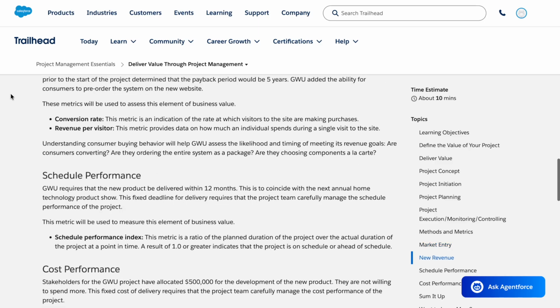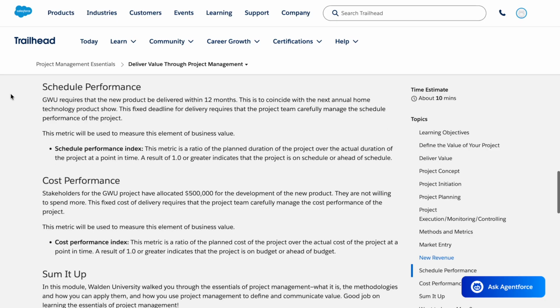Schedule performance. GWU requires that the new product be delivered within 12 months. This is to coincide with the next annual home technology product show. This fixed deadline for delivery requires that the project team carefully manage the schedule performance of the project. This metric will be used to measure this element of business value.